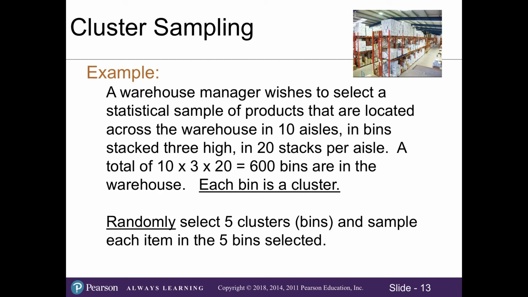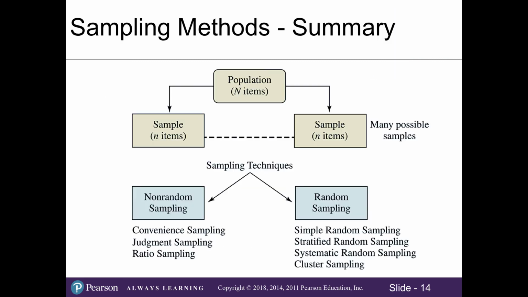The business example here is a warehouse manager who wishes to select a statistical sample of products in the warehouse. There are 10 aisles, and there are bins stacked 3 high and 20 stacks per aisle. So that's a total of 600 bins in the warehouse. Each bin is a cluster. This is again reflective of a geographic location of a bin. So we randomly select 5 clusters or bins and sample each item in the 5 bins selected.